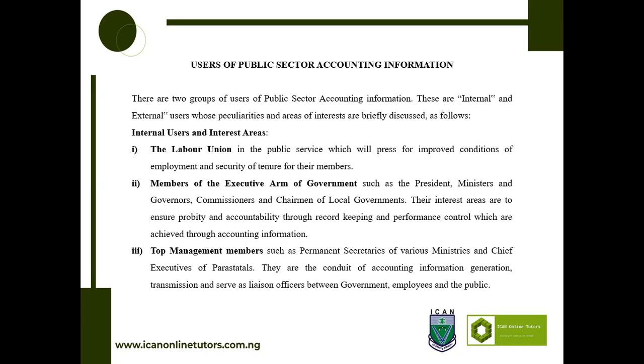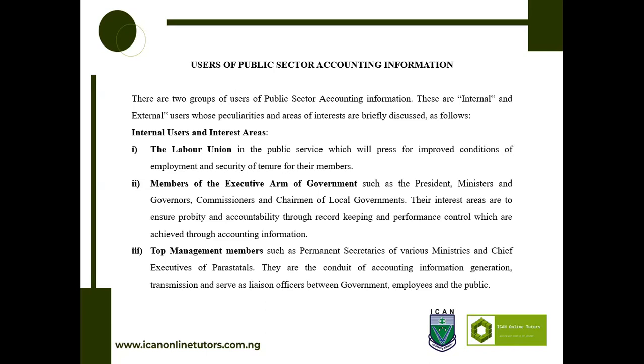Now, what are their interests? We can't talk about the users without talking about their expectations. This is their interest: what are they expected to carry out? So the presidents, governors, ministers, commissioners, and local government chairmen have as their interest areas to ensure probity and accountability through record keeping and performance control, which are achieved through accounting information.